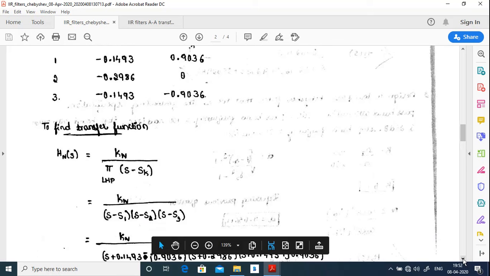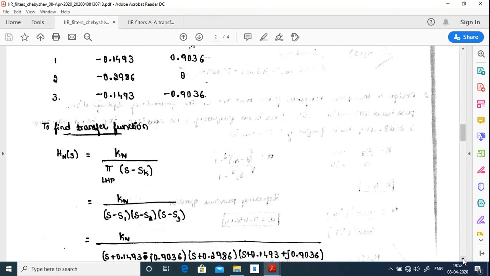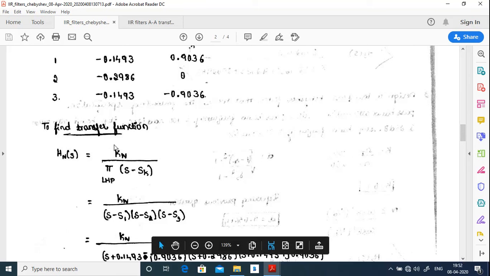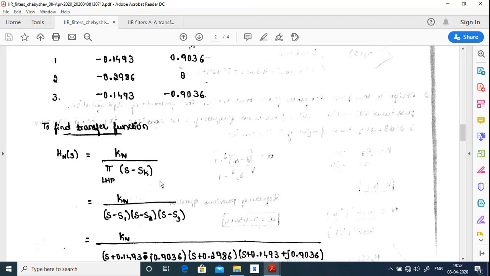Next, the first step is to find out the order. We found out the order, which is 3, and corresponding to the order we found out the poles, and then we'll proceed with finding out the transfer function. Here Hn of S in case of Chebyshev filter is given by Kn divided by the product over poles of S minus Sk, whereas in Butterworth filter you don't have this particular term. It is just 1 divided by the product over poles of S minus Sk. That is the only change you can make out here in finding the transfer function.